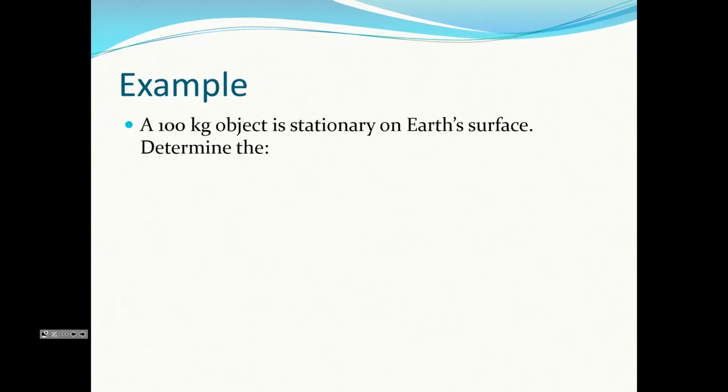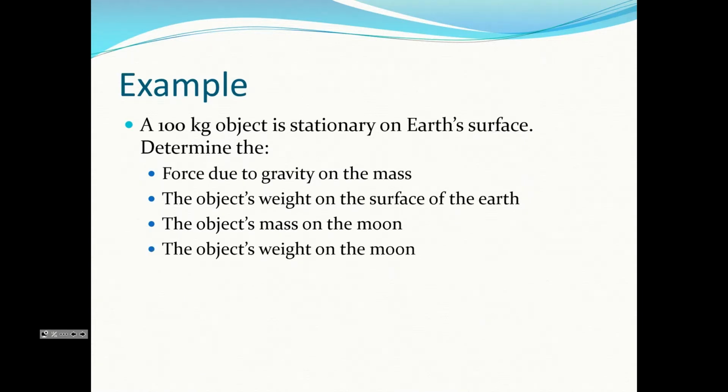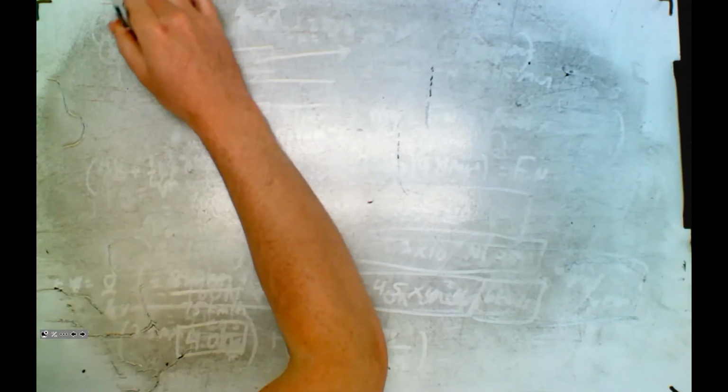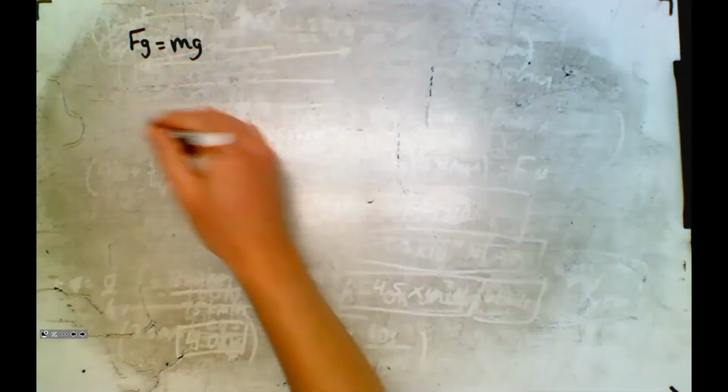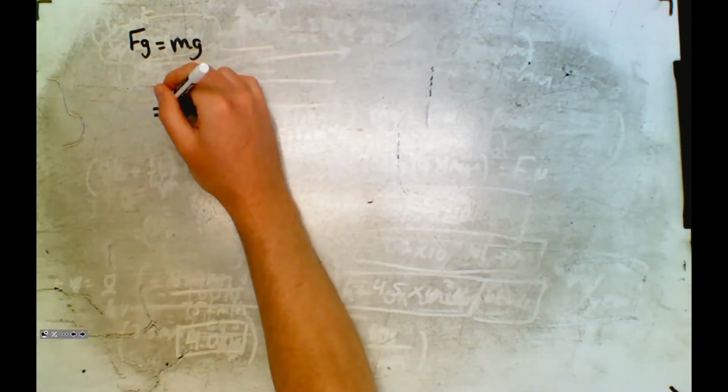So let's do an example. A 100 kilogram object is stationary on Earth's surface. Determine the force due to gravity on the mass, the object's weight on the surface of the Earth, the object's mass on the moon, and the object's weight on the moon. So let's do all those. So we will use our new formula, Fg equals mg. Okay, and the first one is asking for the force due to gravity on the Earth's surface of the mass.